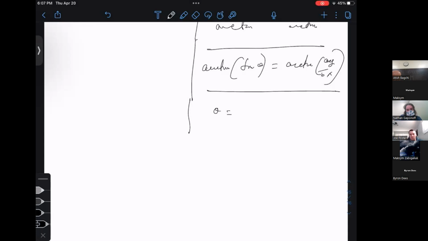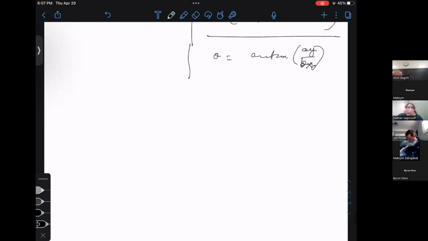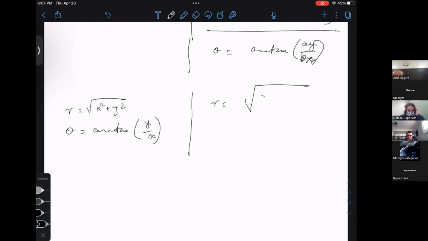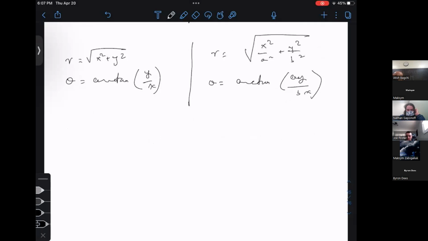So we have here theta is equal to arctangent of ay over bx. In this case, we had r is equal to the square root of x squared plus y squared, and theta is equal to arctangent of y over x. On this side, we had r is equal to the square root of x squared over a squared plus y squared over b squared, and theta is equal to arctangent of ay over bx. This already gives you 6 points. And this is absolutely trivial, in my view. But no one did. Yeah, that's a problem. That's a big problem.